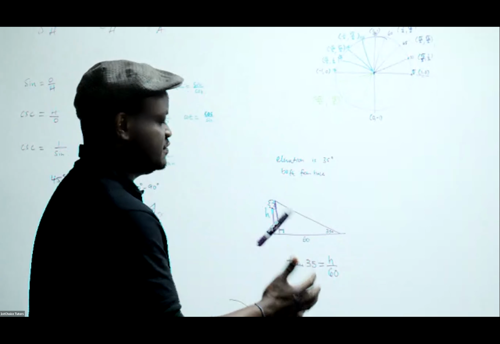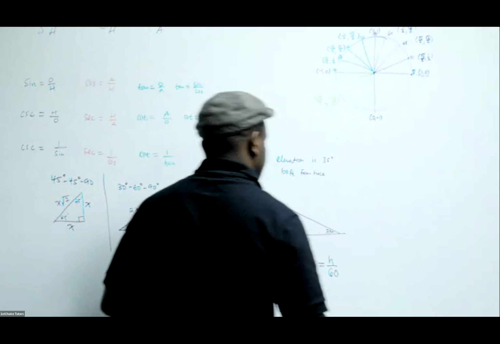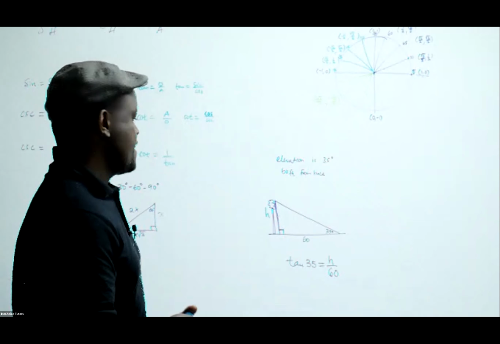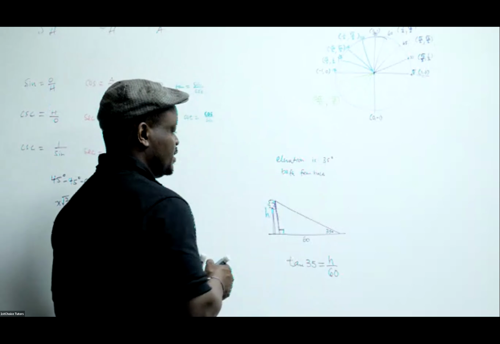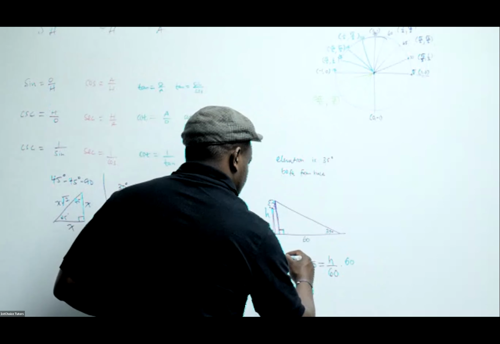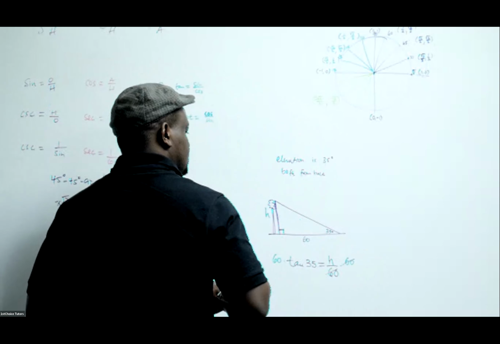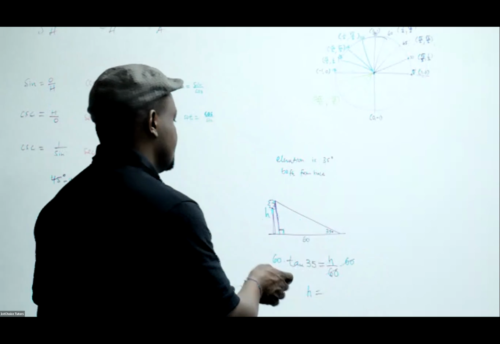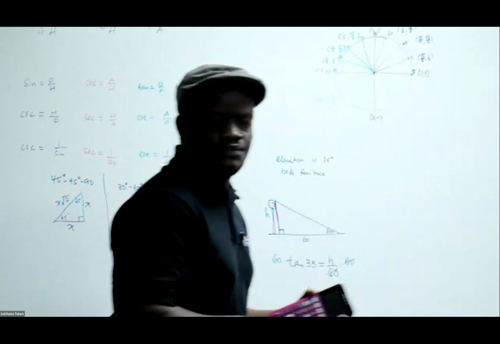How do we get H by itself? Multiply by 60. That's it, multiply by 60 on both sides. Very good. Guess what? The 60s are gone. So the rest, you'll let the calculator do for you. You literally enter 60 times tan 35, and it'll do it for you.